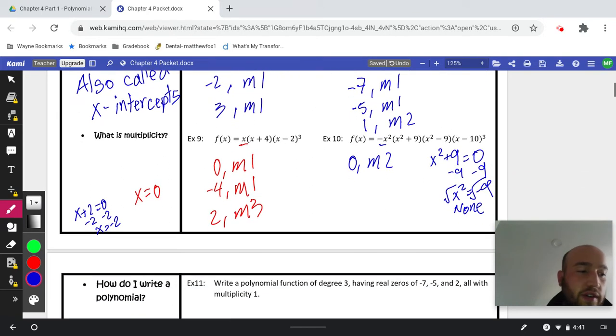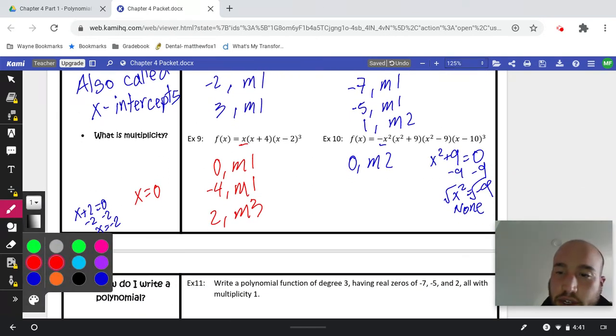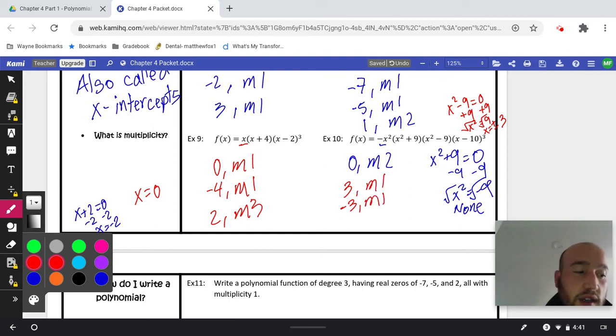Now, let me make this a little bigger. I need a little more space. Our next one, I'll do this in red right up here. If I take x squared minus 9 and set that equal to 0, if I add the 9 over, I'm going to get x squared equals 9, take the square root. X will equal plus or minus 3. So we have to put them both here. We have 3. We also have negative 3. Both of those would just have a multiplicity of 1. And then your final one over here, the x minus 10 cubed, so it'll be 10. And that one will have a multiplicity of 3.